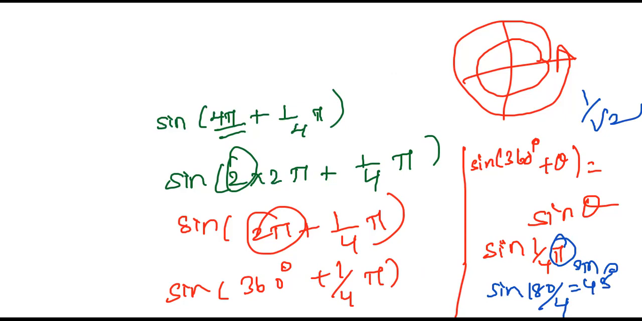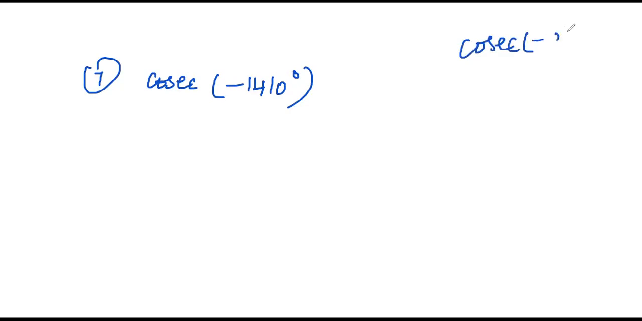Okay. We'll move to question number 7. Question number 7 is also pretty much the same. You have to find the value of the trigonometric function cosecant of minus 1410 degrees. Pretty easy. So you have this cosecant of minus theta, which can be written as minus cosecant theta.